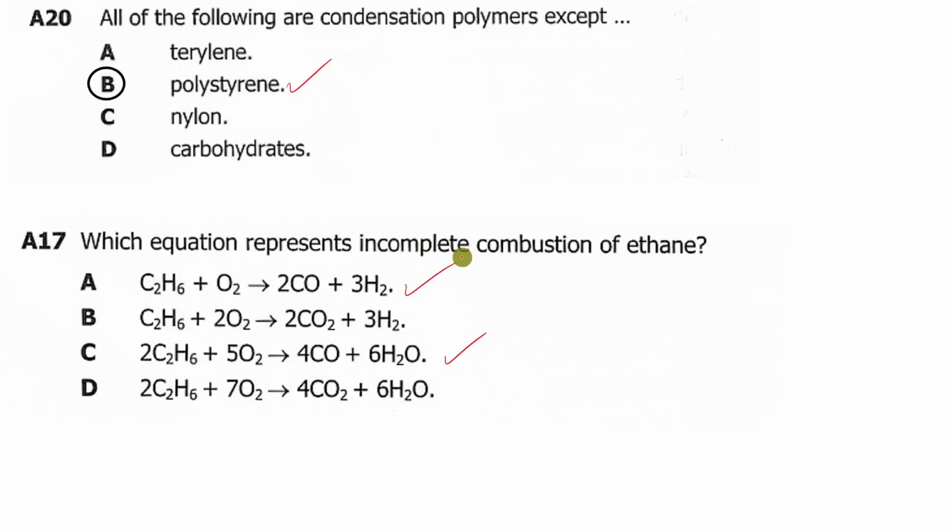Now we go for balanced equation. Oxygen 2 here, oxygen 2 here, correct? Carbon 2, carbon 2, correct? Hydrogen 6, hydrogen 6, correct? What of this one? Carbon 4, here carbon 4, correct? Here hydrogen 12, here hydrogen 12, yes. Oxygen 10, here, 4 plus 2.